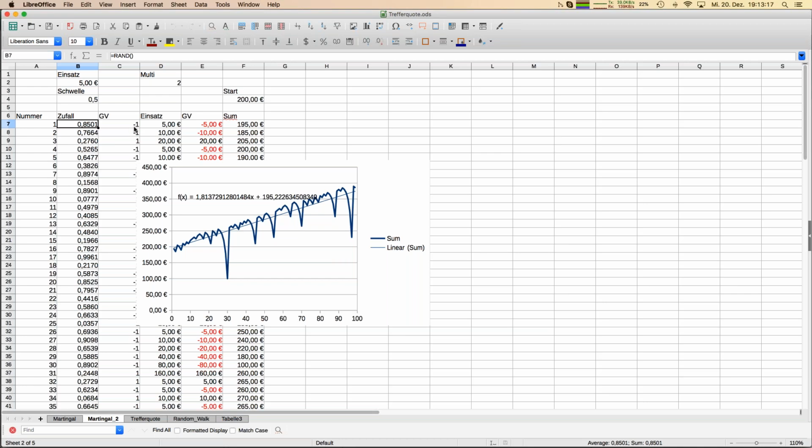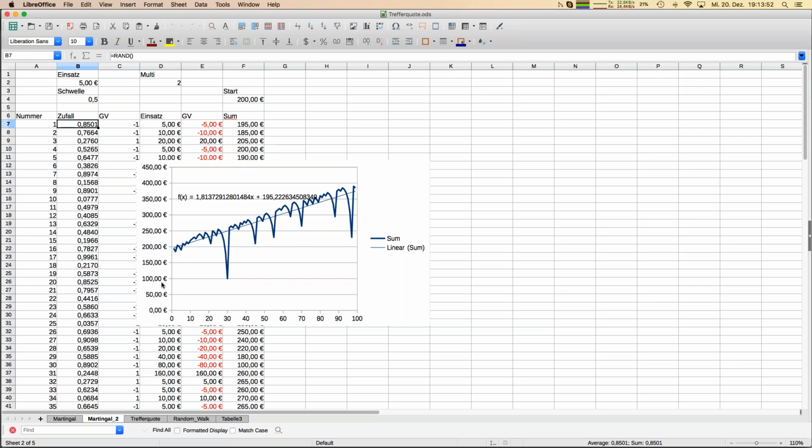So, first round, the number is above the threshold, so I lose €5. I start with €200, then I go down to 195. Next round, I double my pool, which means I put €10 on the table. Once again, a loser, so it goes down by €10. Next, perfect. I double, and now I win and get €20, so I recover all the previous losses.